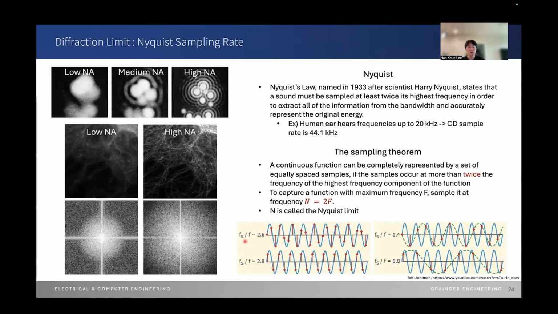So in this case, if the ratio between the sampling frequency and the highest component frequency of the information is more than 2, then we can accurately extract all the information. However, when the sampling frequency is lower than twice the highest frequency, then we start losing this information, and therefore it is critical to have this ratio above 2.